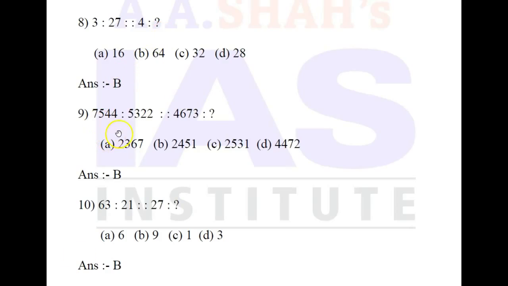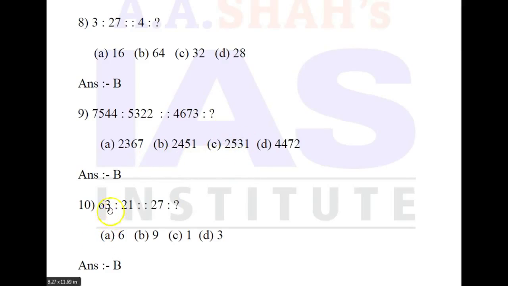Ninth question. You have 7544 is to 5322 and 4673 is to what? So now this is a sort of subtraction, you can say. Okay, so 7544 minus 2222, the answer would be 5322. So same thing here. 4673 minus 2222, the answer would be 2451. So the answer here is B option 2451.